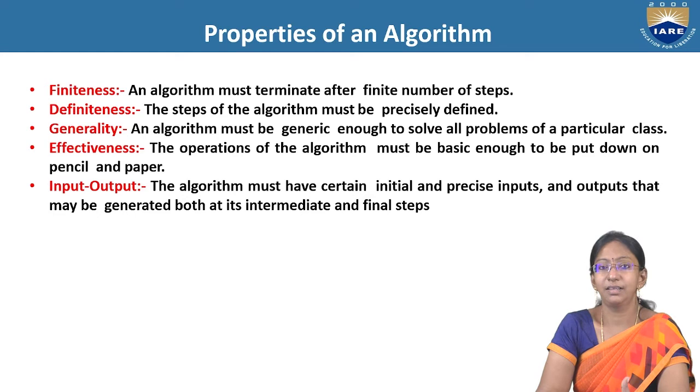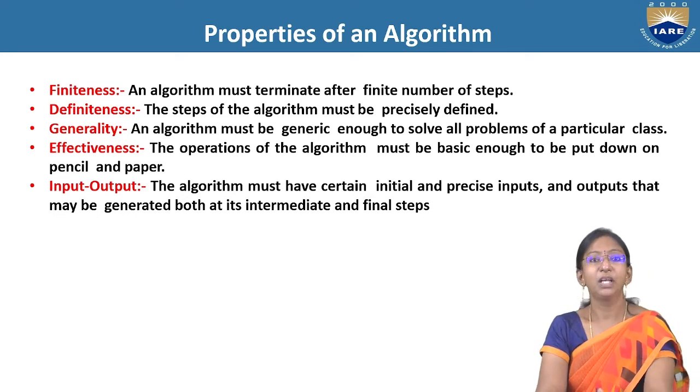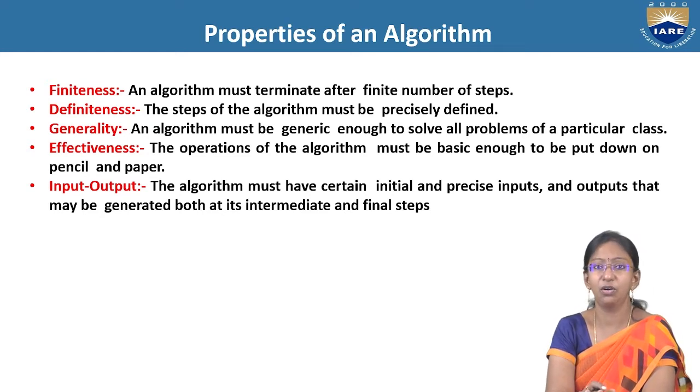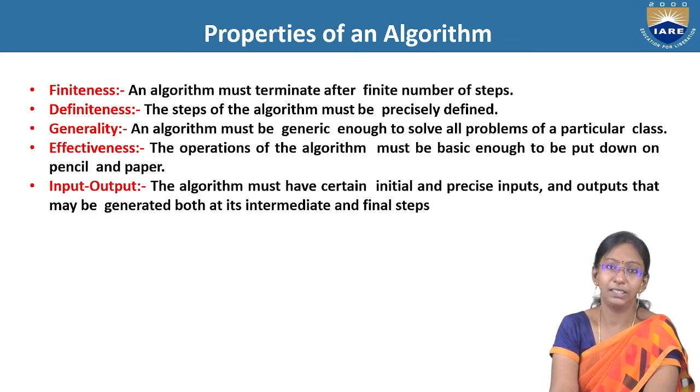And next, the last property is input and output. The algorithm must take some initial or precise inputs, and it must give at least one output. At least one output must be there, right? So these are the 5 properties of an algorithm.